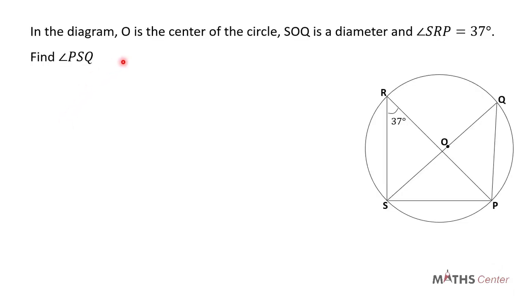In the diagram, O is the center of the circle. SOQ is a diameter, and angle SRP is equal to 37 degrees. Find angle PSQ. So the question wants us to use this information found in the diagram to find the angle formed at point S, the angle PSQ. Let's start with the solution.